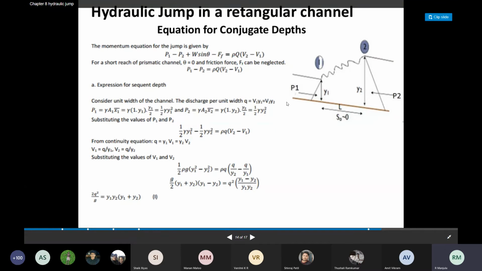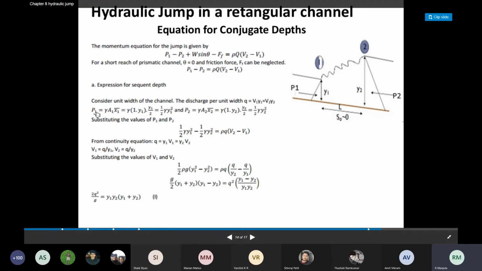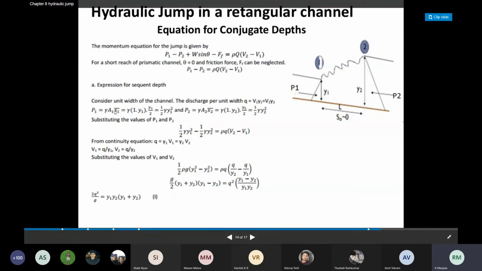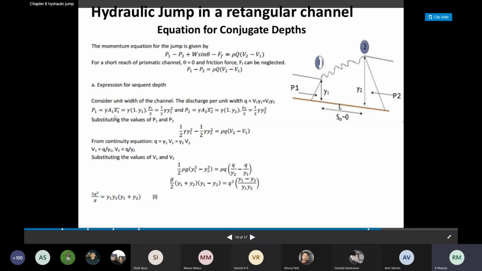Now what is the pressure force here? Pressure force is nothing but your weight density gamma multiplied by the volume, which gives the weight of the fluid. Weight density multiplied by the volume is nothing but gamma times A1, the area of the fluid present, multiplied by x1 bar, the center of gravity distance from the surface for the corresponding section. So this is going to be gamma A1 x1 bar.